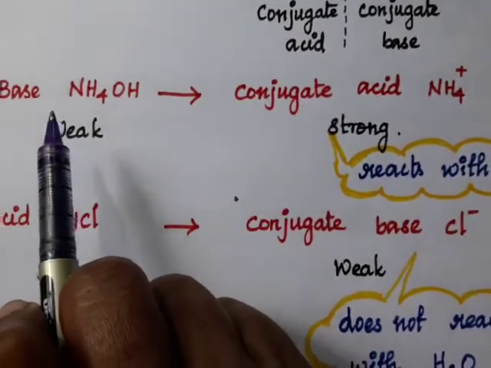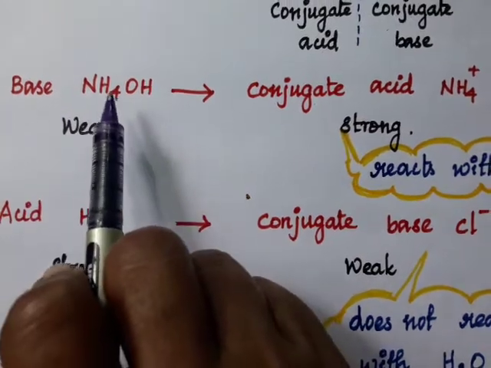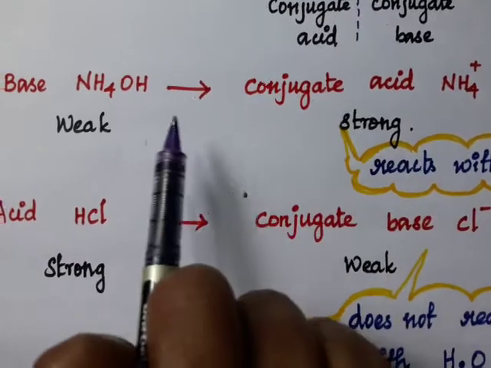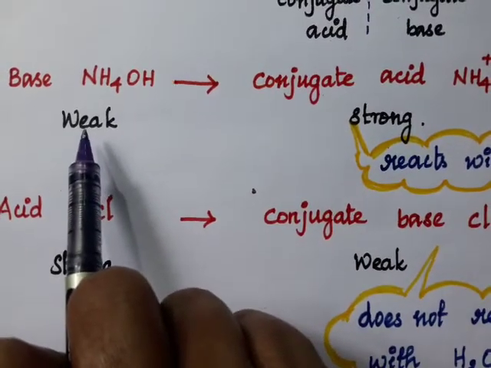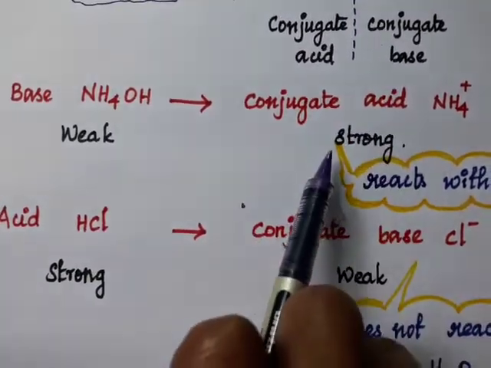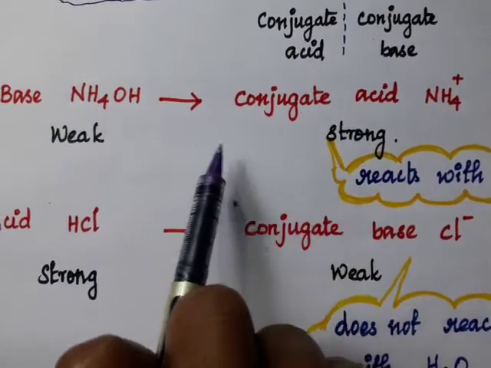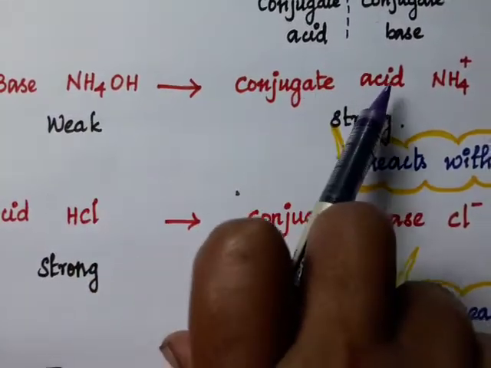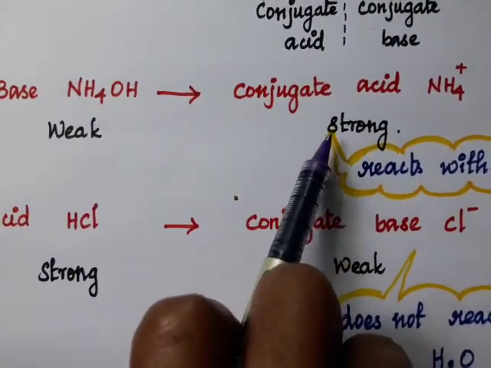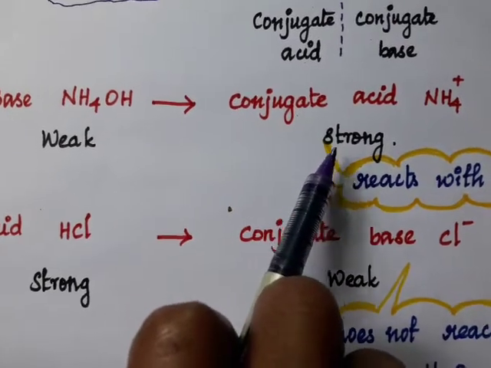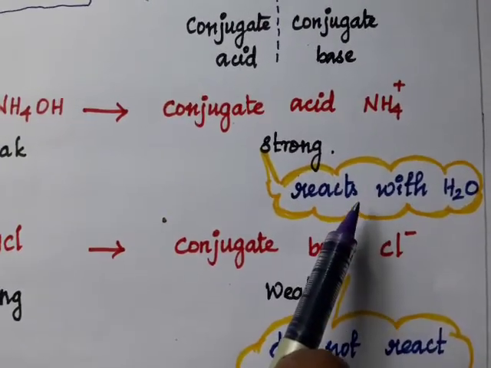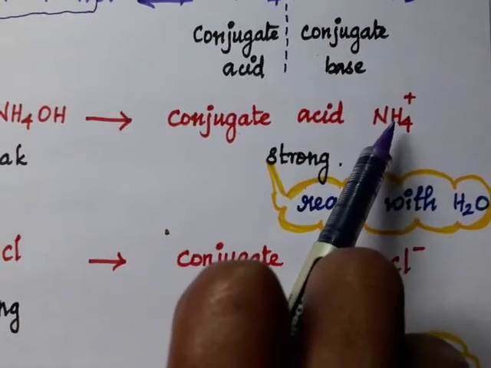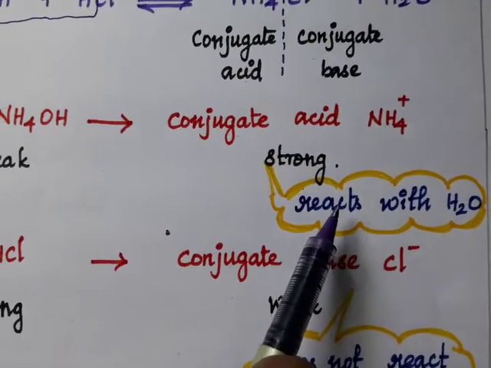Next, we are going to the next step. For the base NH4OH, the conjugate acid is NH4 plus. If the base is weak, then the conjugate acid will be strong. Have you understood? So we have taken a weak base, so the conjugate acid must be strong. If it is strong, it reacts with water. Which is going to react with water? NH4 plus is going to react with water.